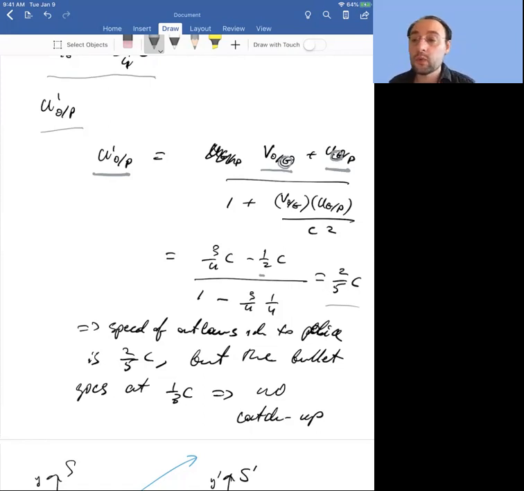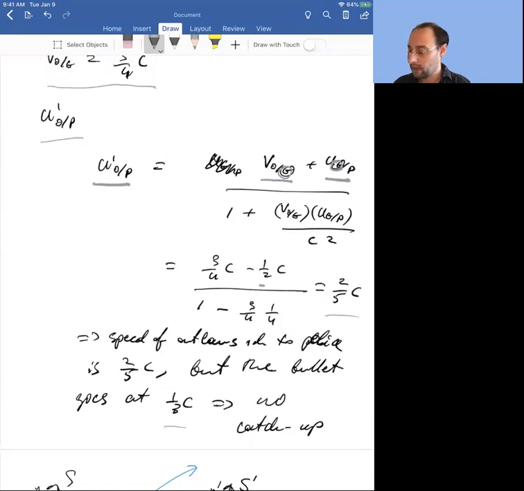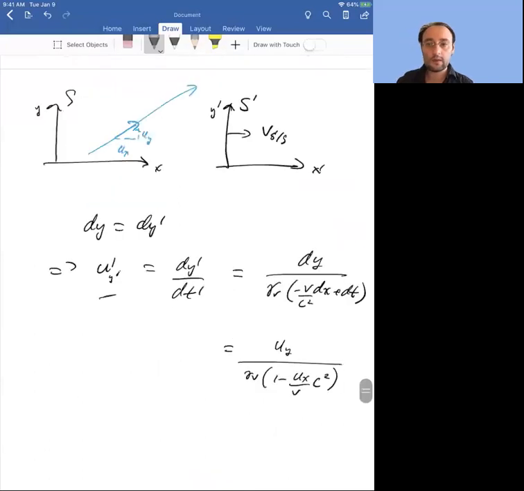And the fact that the bullet does not catch up to the outlaws cannot possibly depend on the frame in which you're doing the analysis. Right? When we did the analysis from the frame of the ground, we found that it doesn't catch up. And then when we did the analysis from the frame of the police, we also found that it doesn't catch up.